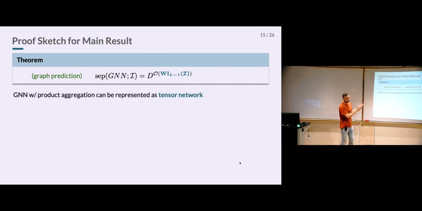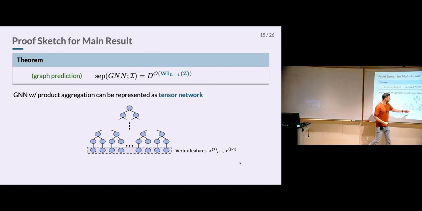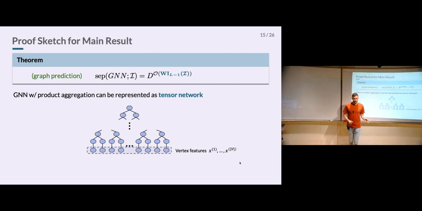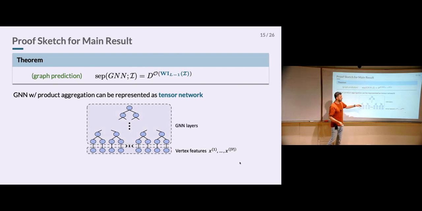The main point here, which I already mentioned, is that we can represent these GNNs with product aggregation as tensor networks. Specifically, this represents the computational graph of the network, where each vertex is a tensor, and these connections imply certain operations. To be more precise about the structure of this computation graph, the leaves correspond to the features of the vertices. Each leaf corresponds to one vertex feature, and there can be multiple leaves that correspond to the same origin vertex. And the interior nodes represent the layers of the GNN, the operations that it does over the input.